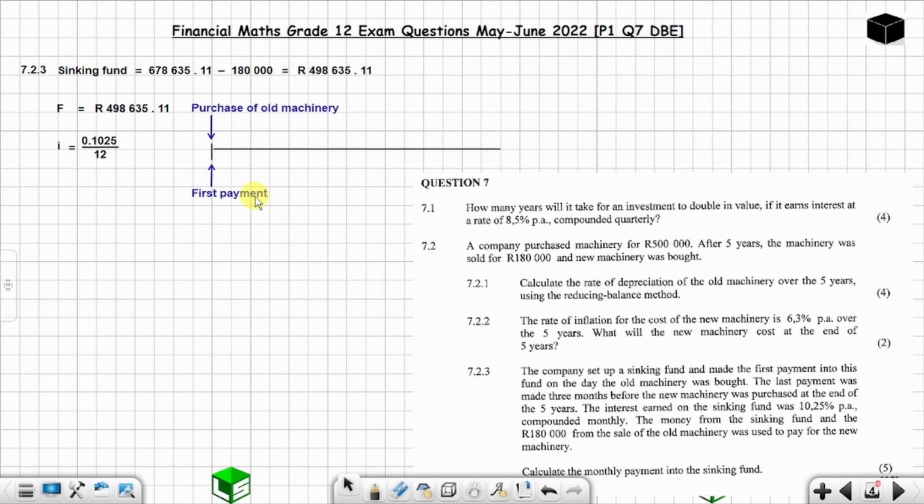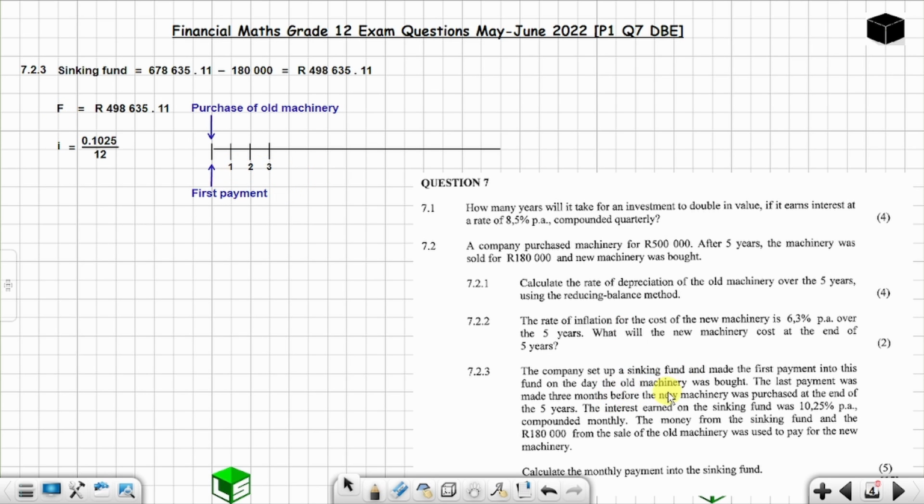When we are using the future value formula or present value formula, payments are made after 1 month. That is the normal way. After 1 month you make your first payment, then after 1 month you make your second payment, and then after 1 month your third payment. But in this situation, the first payment is made the same day the old machinery was bought. This is the normal way when using the future value and present value formulas.